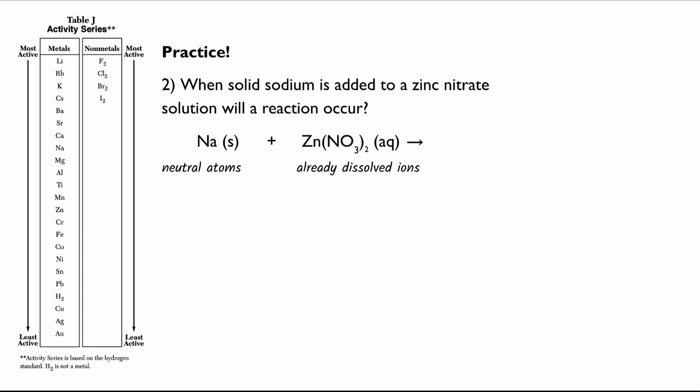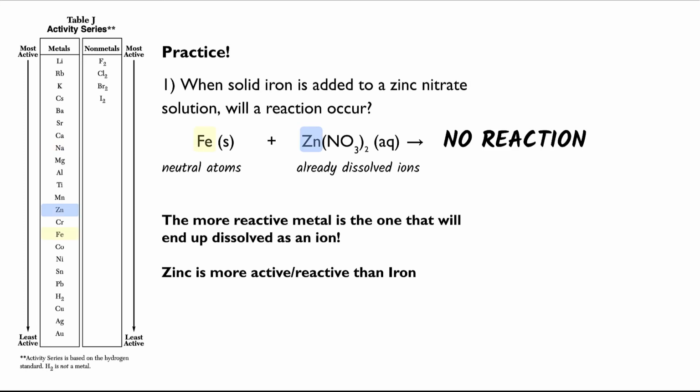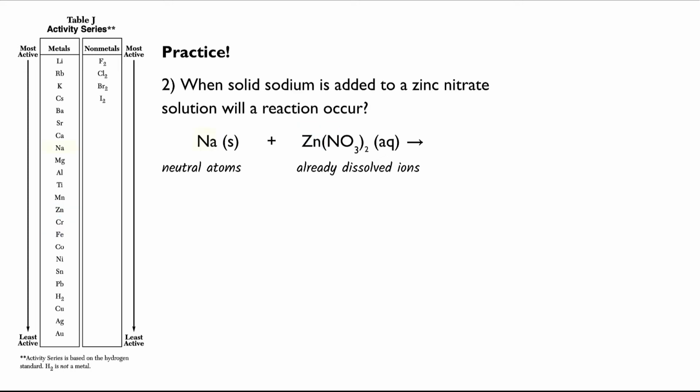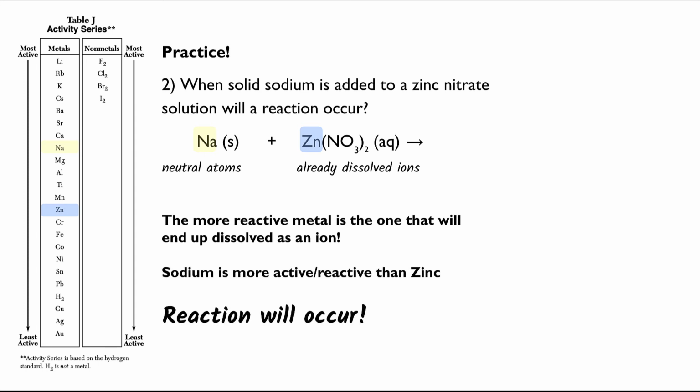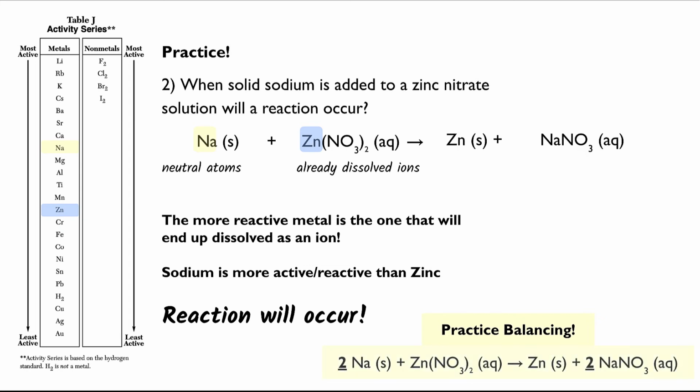So again, we're looking at zinc nitrate. Let's find sodium on the activity series and zinc. So in this example, sodium is higher than zinc. Notice how this is different than the last example. Iron was lower than zinc on the activity series. In this example, sodium is higher than zinc. So as the more reactive metal, it will end up dissolved as an ion. So it will undergo a single replacement reaction. So this is the formula that I end up with: zinc by itself plus sodium nitrate, swapping the ions there. And if you practiced how to balance this equation, this is what your coefficients should have looked like.